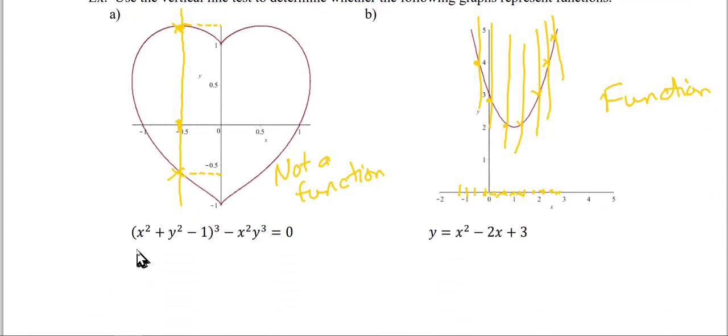These are some fun equations that we have here. This one I think is kind of super fun, right? That's a pretty wacky equation we have there to get that heart.